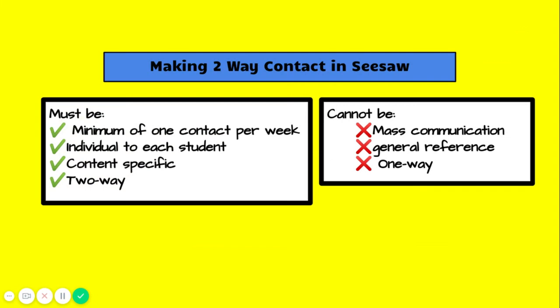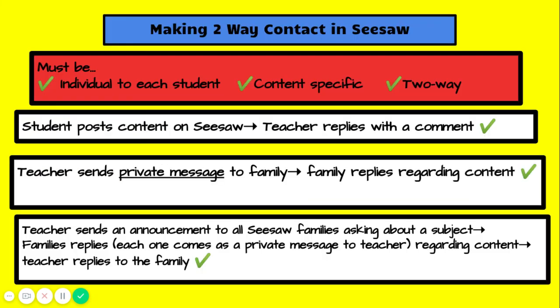You are required to have two-way contact with your students. If you're using Seesaw, we'd like you to make a minimum of one personal contact with each student per week. It needs to be individual to each student. It needs to discuss particular content specific, and we'd like it to be two-way. Let me show you how that works.